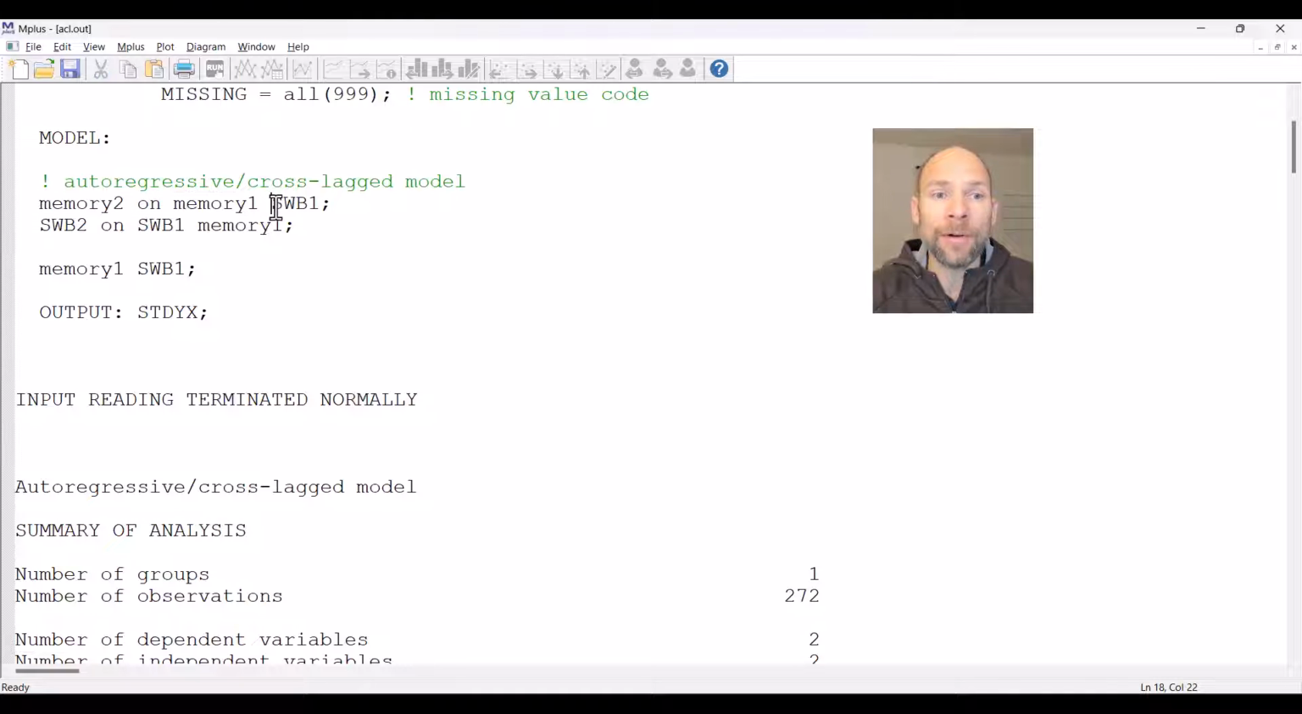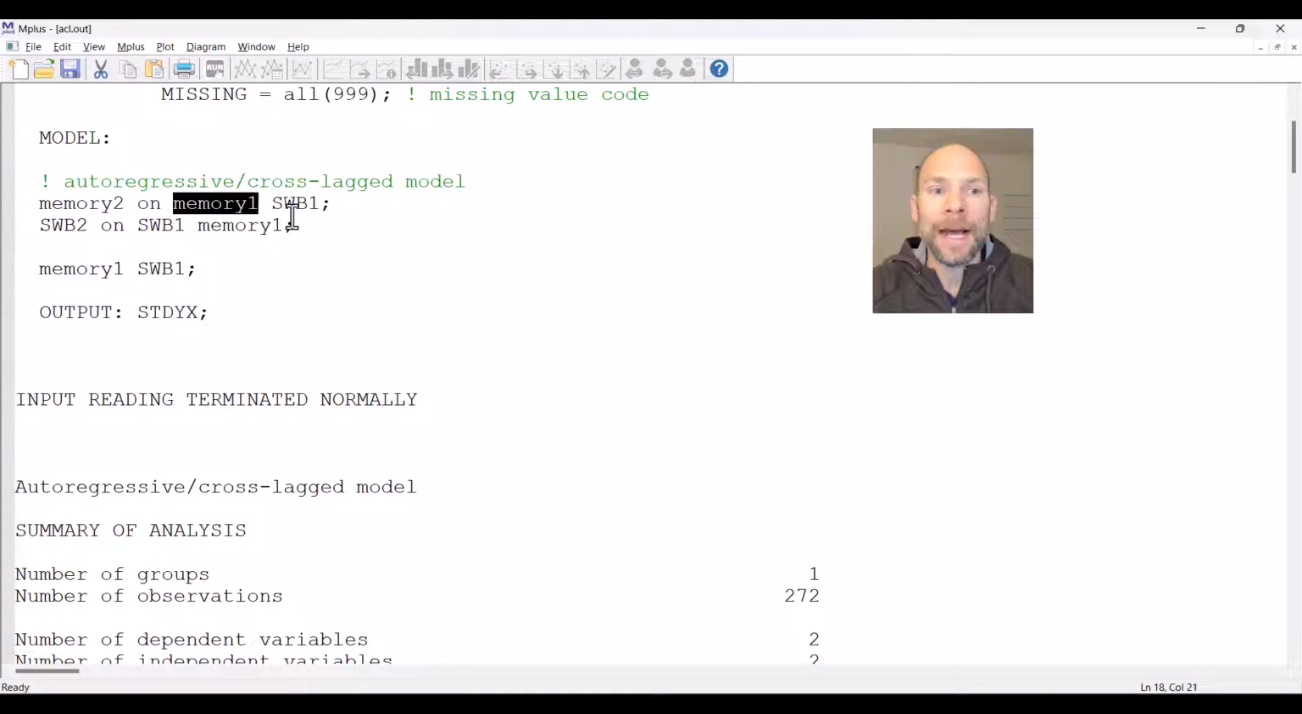And in that same regression we also estimate the cross-lagged path, so from subjective well-being 1 onto memory 2, and so this allows us to study the longitudinal relationship between subjective well-being and memory performance. So is it the case that memory performance longitudinally depends on subjective well-being at time 1 when we also control for the previous memory score, memory 1?